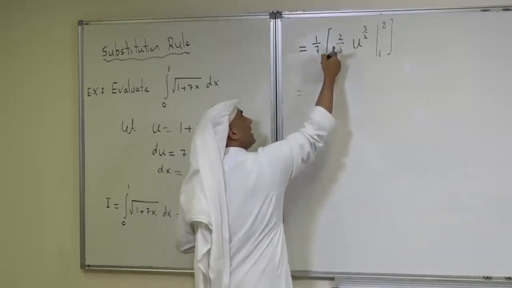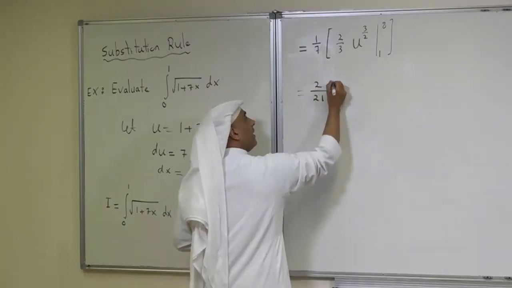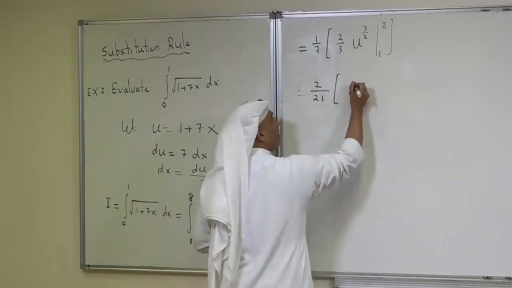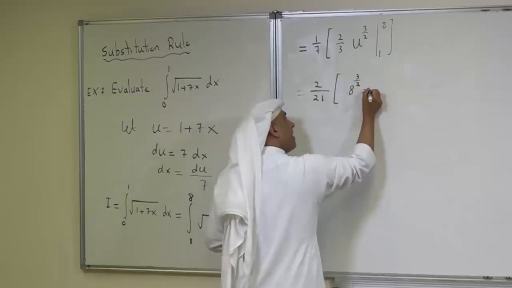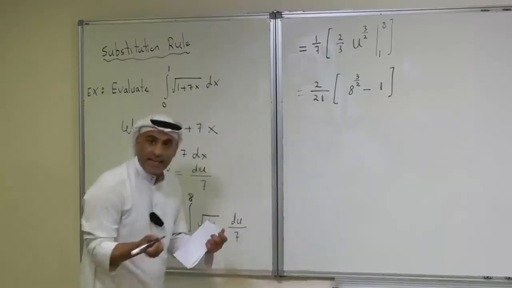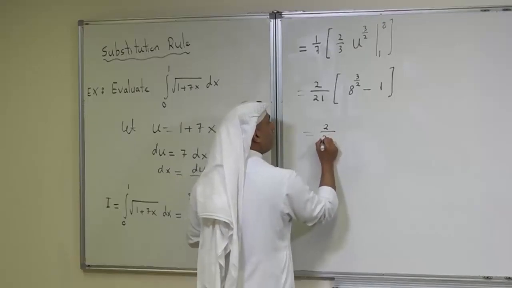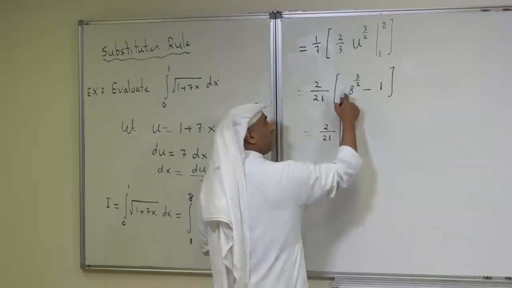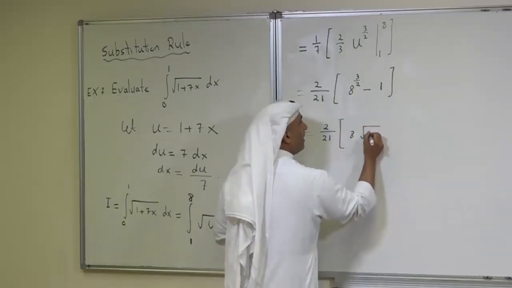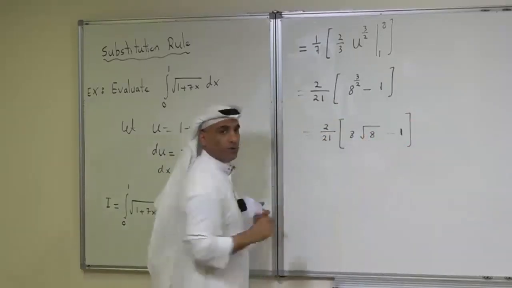Now, if you allow me, I can take this one outside also, so this will be 2 over 21. And then I will evaluate at the first point, that is 8 to the power 3 over 2, minus at 1, which is equal to 1. This is the answer, but you can simplify it more if you like. This is equal to 2 over 21. You can write 8 to the power 3 over 2 as 8 radical of 8, minus 1. This is one way to write it down. You can simplify more also.